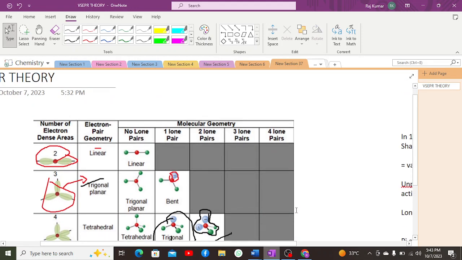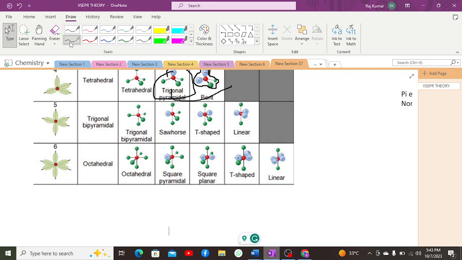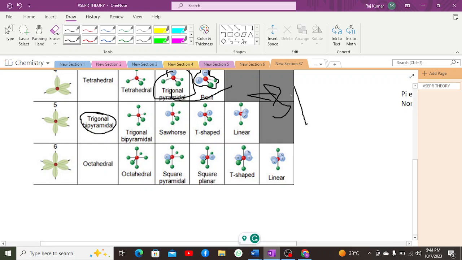Rest, when it comes to another part, we have trigonal bipyramidal, in which the orbit contains five hybrid orbitals. The hybrid orbitals are in such a manner that each hybrid orbital is combined from one s, one p, that is px, py, pz, and one d orbital.